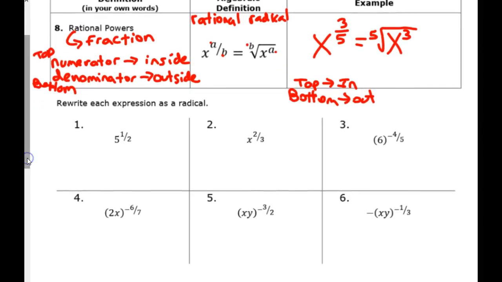All ready? So, first things first. Is this rational or radical? Rational, because you see the fraction, right? So that means I'm going to turn it into a radical. And then the base is 5, so go ahead and put that 5 there, okay? Now, remember, from your fraction, top goes in, bottom goes out. So the 1 is on top, it's going to go right next to that 5 on the inside. The bottom 2 is going to go far left on the outside.